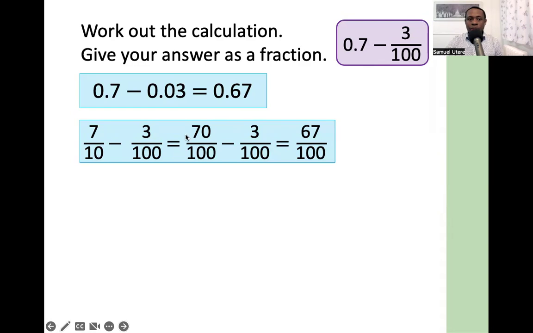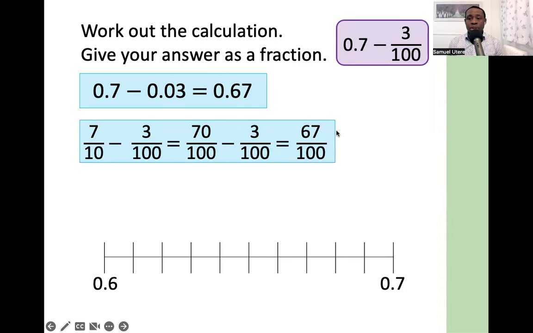Another approach is this one here. So you can convert this to a fraction, which is 7/10. Now, you know 7/10 is the same thing as 70/100. And then you can do your subtraction because the denominators are equivalent, which will give you the same answer.